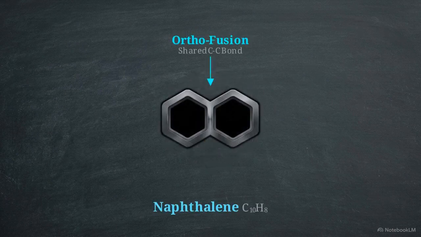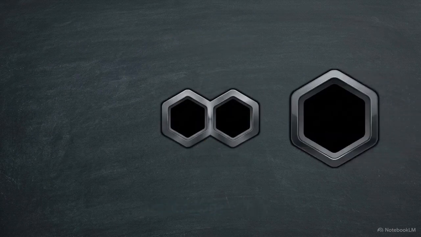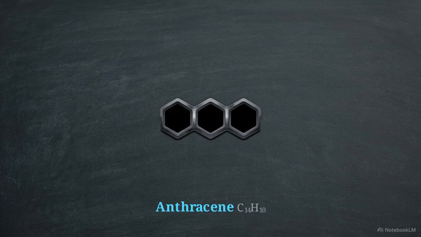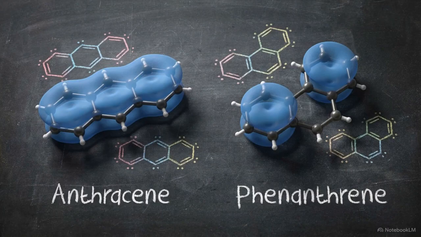We can fuse a second and then a third ring to this framework, building a class of molecules known as polynuclear aromatic hydrocarbons, or PAHs. We will use two distinct three-ring isomers as our primary test subjects. The first is linearly fused anthracene, and the second is angularly fused phenanthrene.